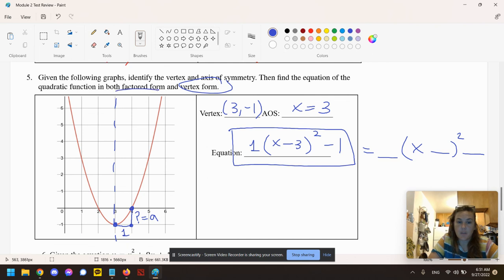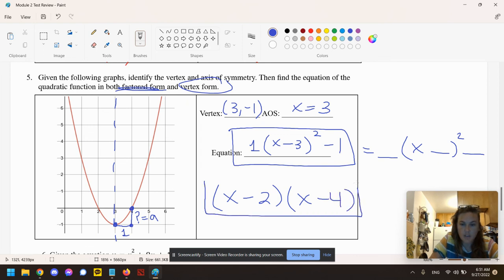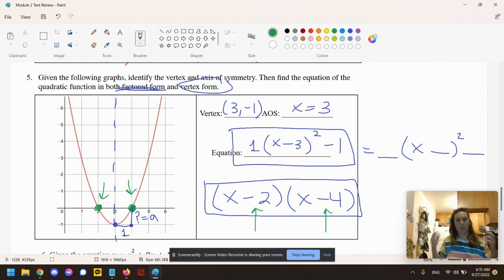I also want this in factored form. Factored form, I can multiply this out into standard form and then factor it. You can go for it if that's your pleasure. But I also can say where the x-intercepts are is exactly my factored form. So if my x-intercepts are at 2 and 4, I switch the signs because it's inside parentheses and make the factored form (x minus 2)(x minus 4).